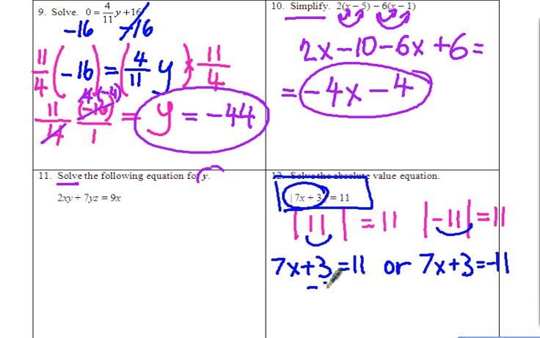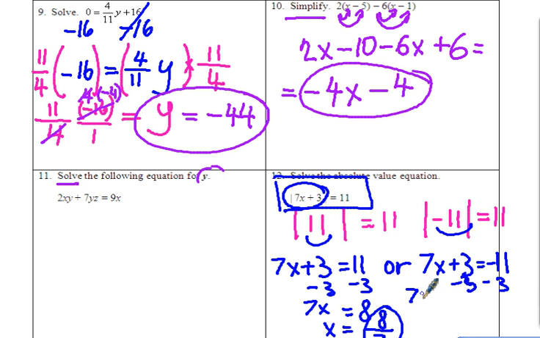We will be subtracting 3 from both sides. 7x is 8. x is 8 over 7. Or, after subtracting 3 here, we get 7x is minus 14, which will give us, after dividing by 7, negative 2. So those are two answers for this problem.